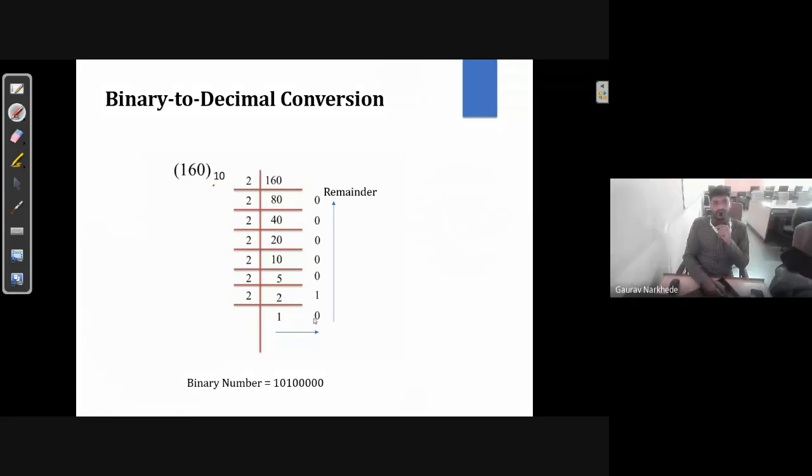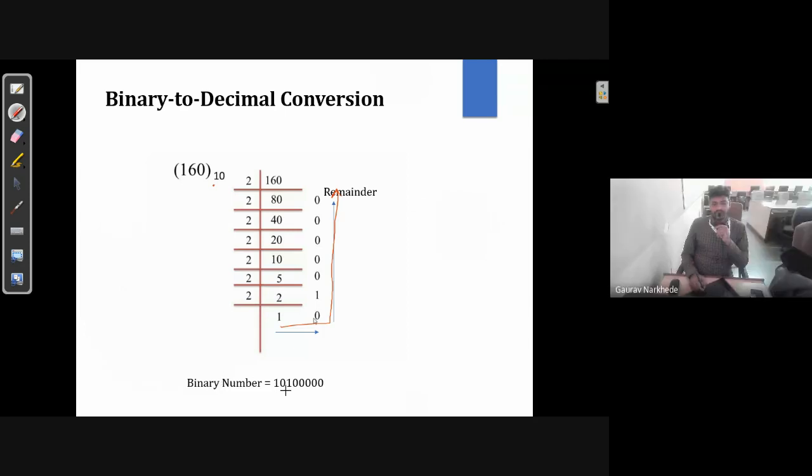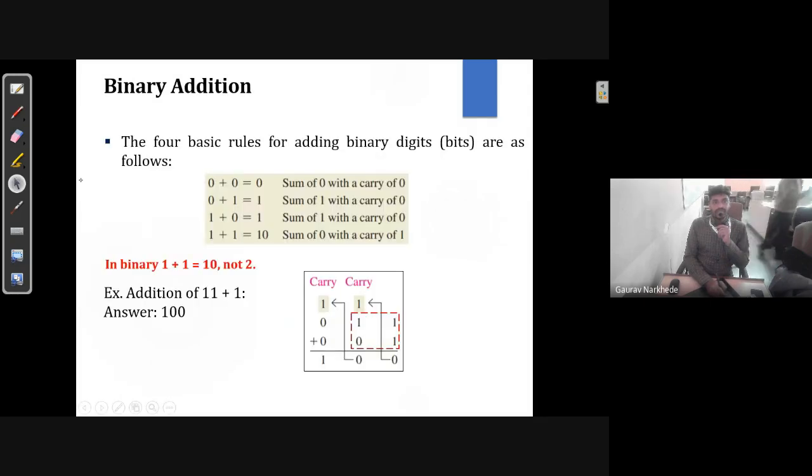ओके. सो यहाँ पर सिर्फ 0 से चालू मत कीजिएगा. ओके, यहाँ पर 1 से चालू कीजिए. Okay, great. So it is 101 and then 0000. Okay, so just see it once at home and you will understand easily. नहीं समझ में आता है तो फिर पूछिए मुझे.